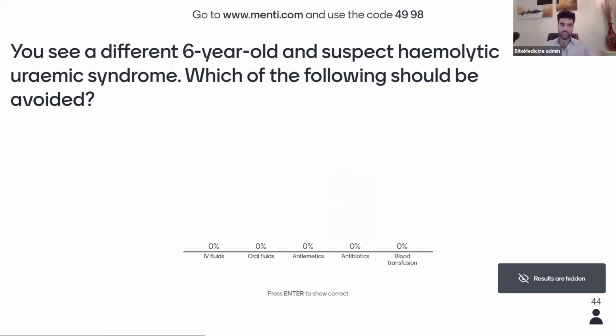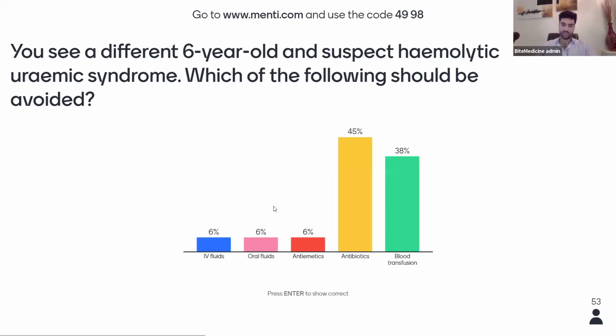So which of the following should be avoided in HUS? Let's see what you guys think. Interesting. So we've got antibiotics and blood transfusion as our two highest answers. This is interesting because most of you went for antibiotics, but as I said, this disease is caused by E. coli, which is a bacteria. So wouldn't it make sense to give antibiotics to eradicate the E. coli and therefore cure the condition? Why have so many of you gone for antibiotics? Why would you avoid antibiotics?